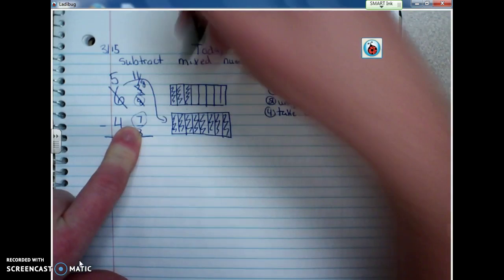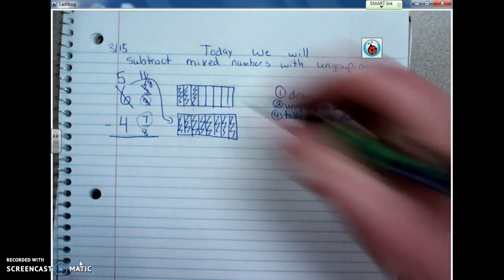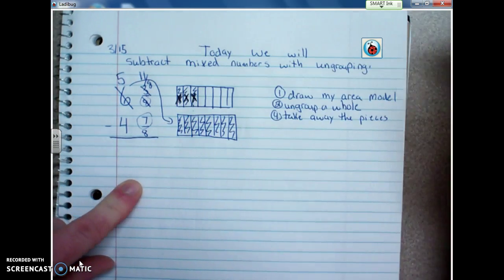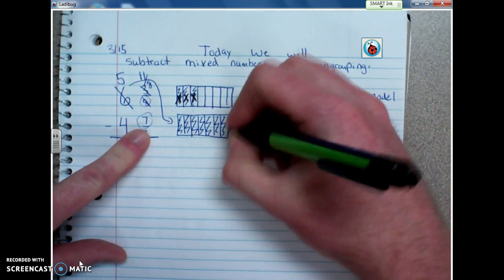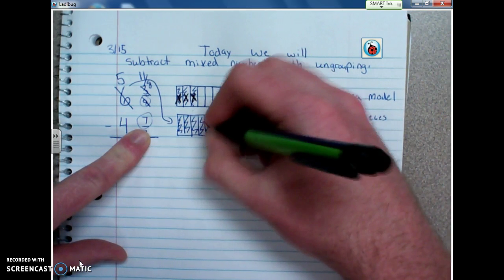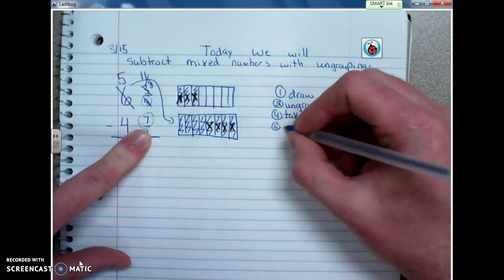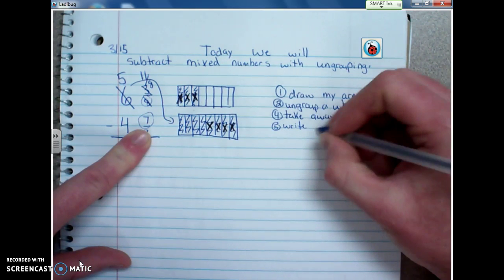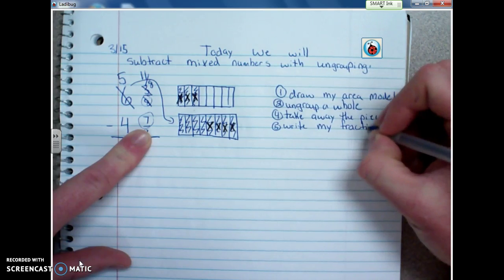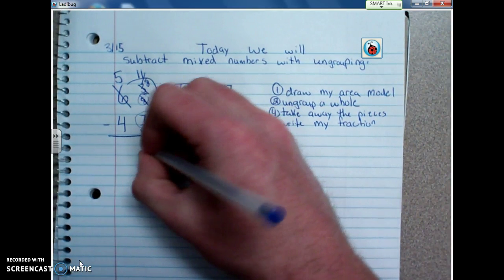So I'm going to take away, starting with these ones. I don't want to take away these because then I have to move pieces. So I start up here and I take away these pieces. So 1, 2, 3, 4, 5, 6, 7. So I've taken away my pieces. Now, just like before, I write my fraction. So I have 1, 2, 3, 4 eighths left.